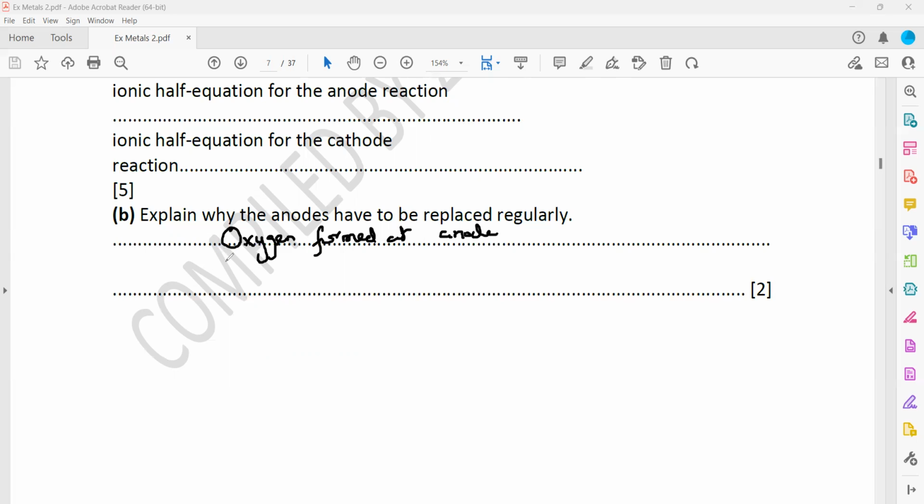Oxygen formed at the anode will react with the carbon at the anode due to the high temperature. So due to the high temperature, there is a reaction between carbon and oxygen at the anode. That's why we have to replace this anode regularly.